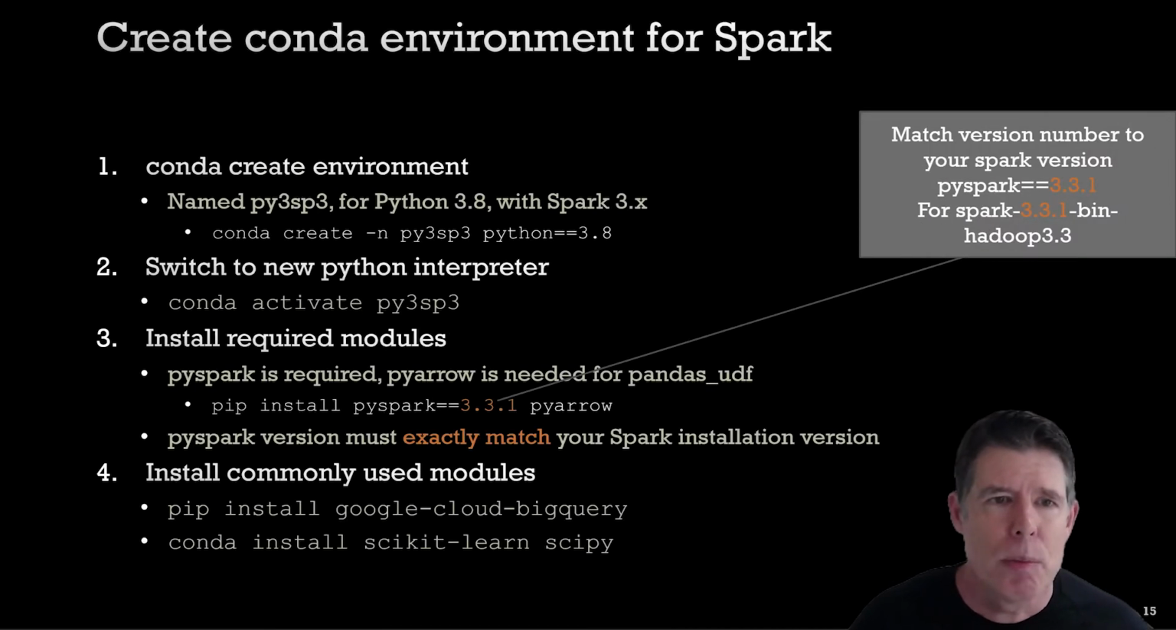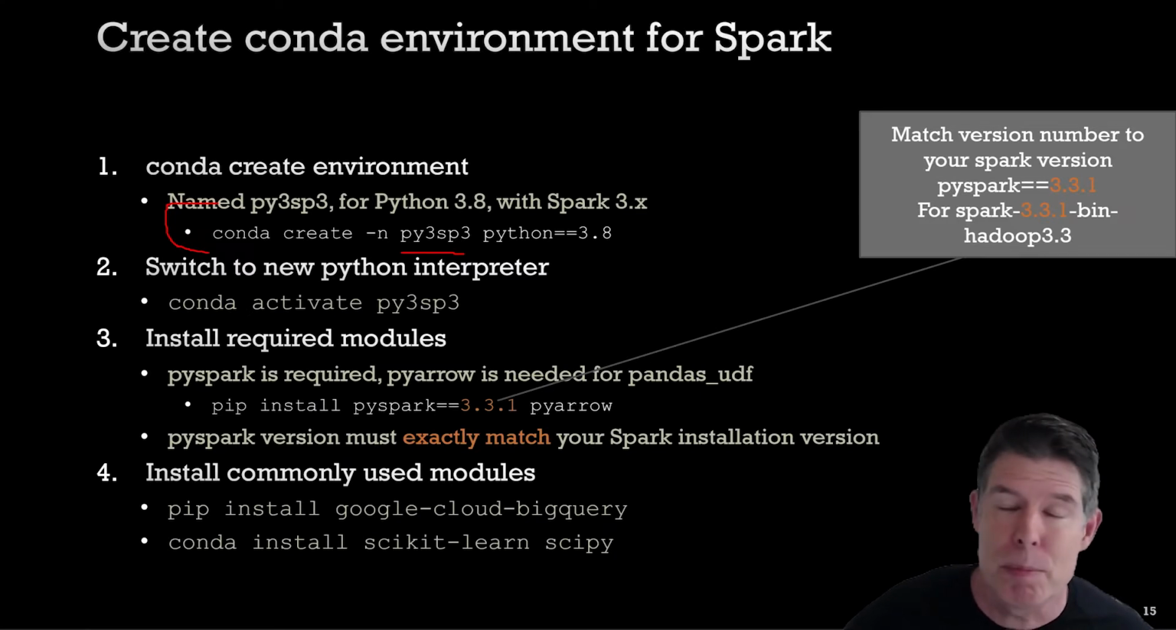Okay, once you've installed Conda and once you've installed Apache Spark, now you configure PySpark. There's a variety of ways, of course, to do all these things, but this is an easy way to do it. I'm going to make an environment called py3sp3 or something similar. In a moment here, I'm going to do py3sp33.